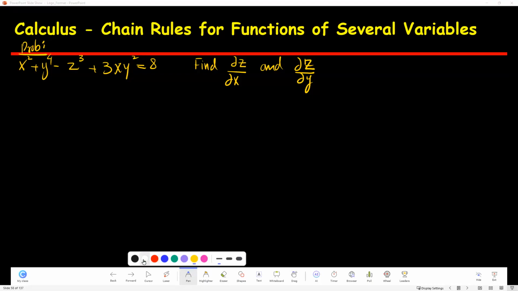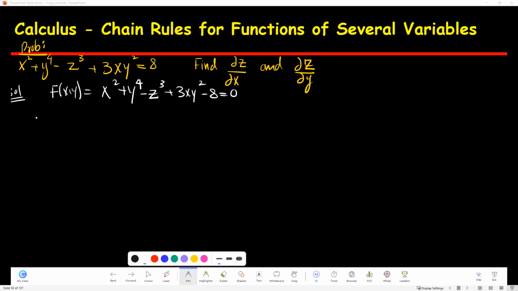Now we're going to be using the implicit function in a little bit different way than earlier. The first thing I need to do is the common step: I need a function. I need to bring 8 to the other side, so I can write my function this way: y to the fourth minus z cubed plus 3xy squared minus 8 equals 0.